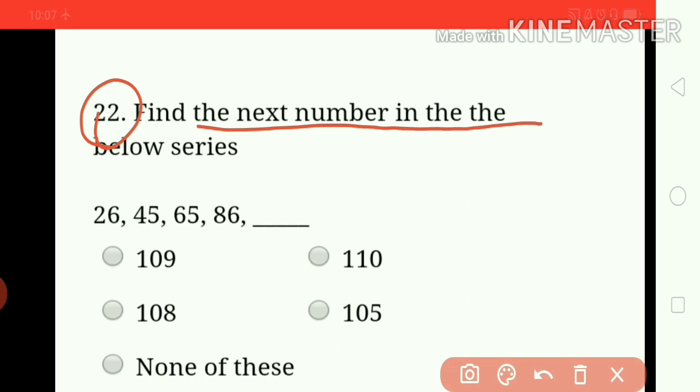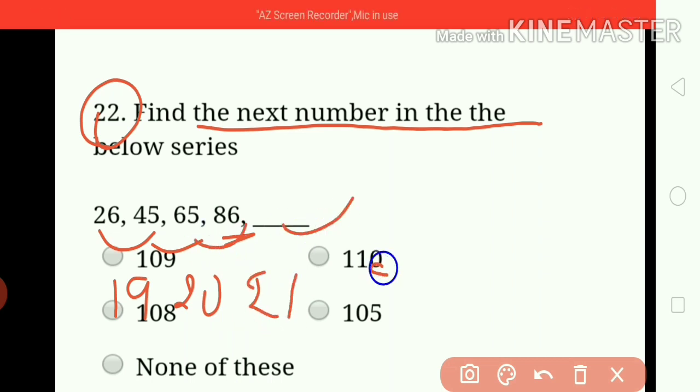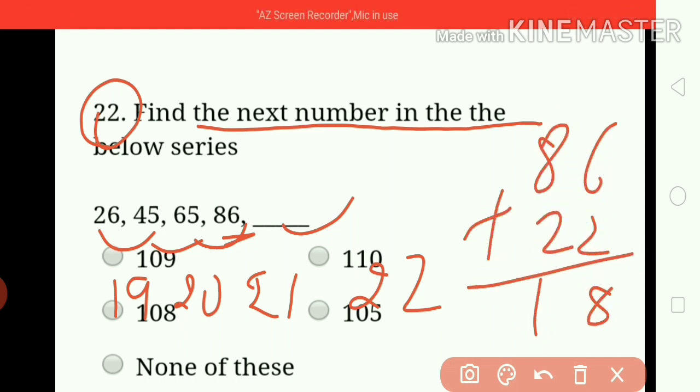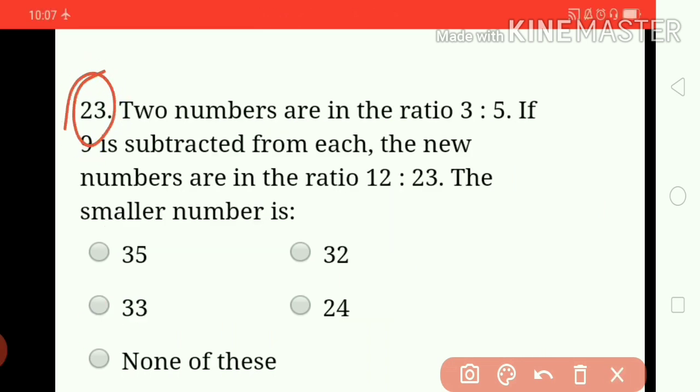Find the number that is next to 86. Again you will find the difference. 15 minus 6 is 9, 3 minus 2 is 1, so 19, and the difference of these two is 20. Now the difference of these two is 21, and the difference of the next one will be 22. So the sum of 86 and 22 will be the right answer. This is 108, right? Now come to question number 23.